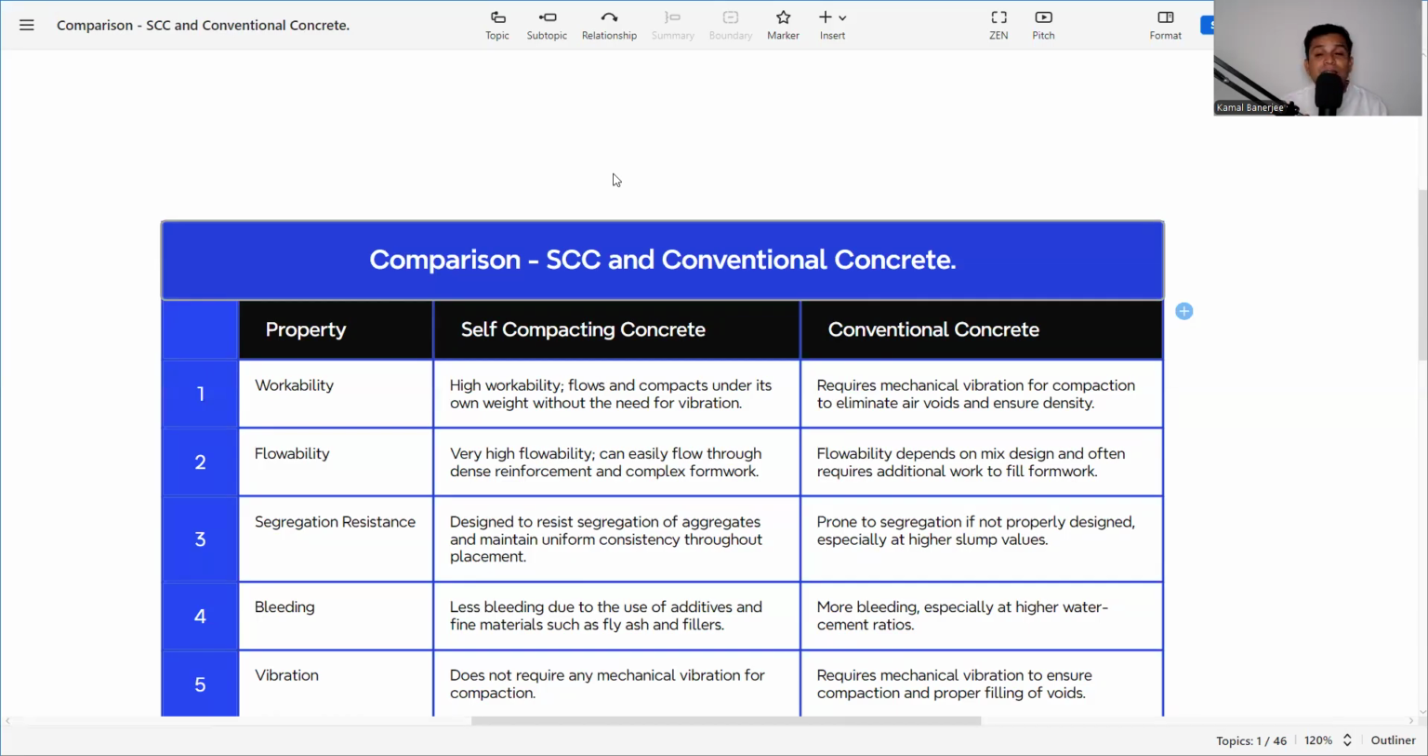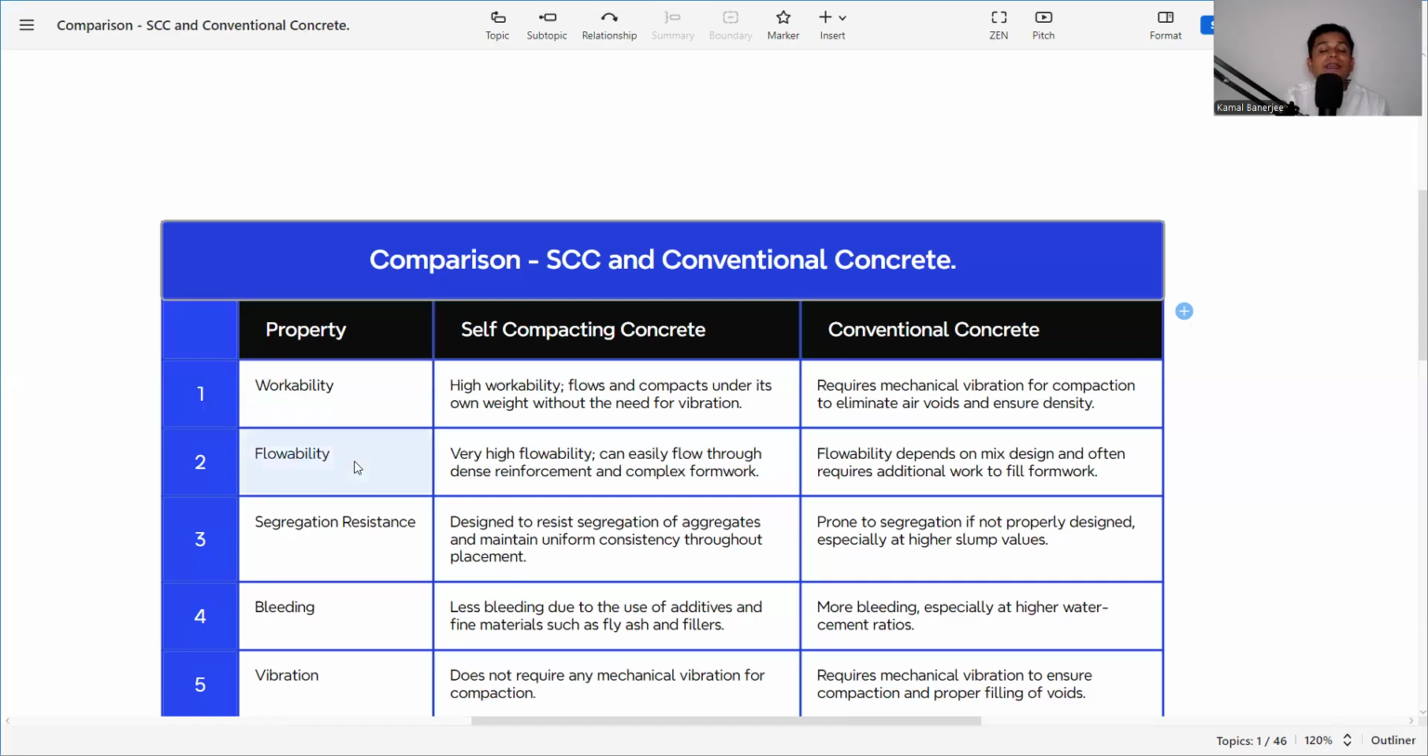Now, if we are not using vibration or the mechanical vibrator in the conventional concrete, the air gaps will be there and we will not get compacted concrete, then the strength and durability will be a concern. But in the self-compacting concrete, it is not required any vibration because it's compacting under its own weight. So from the part of workability, strength, and durability, it is an ideal choice for construction.